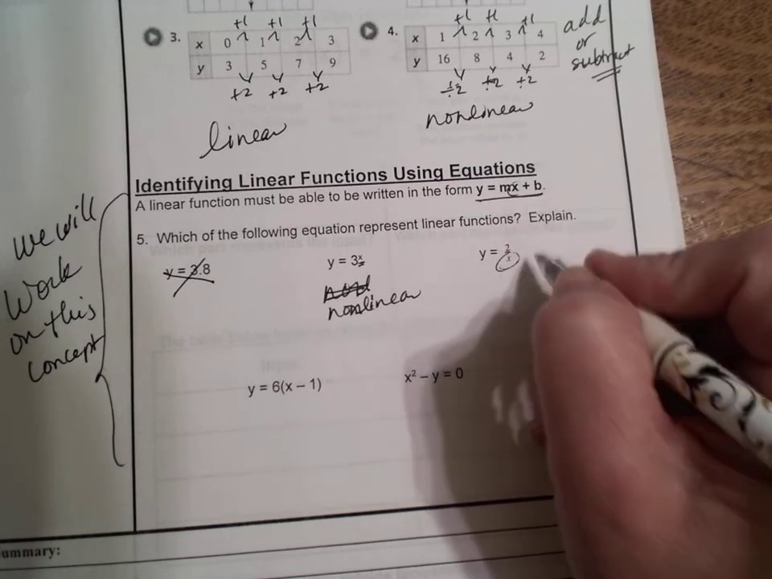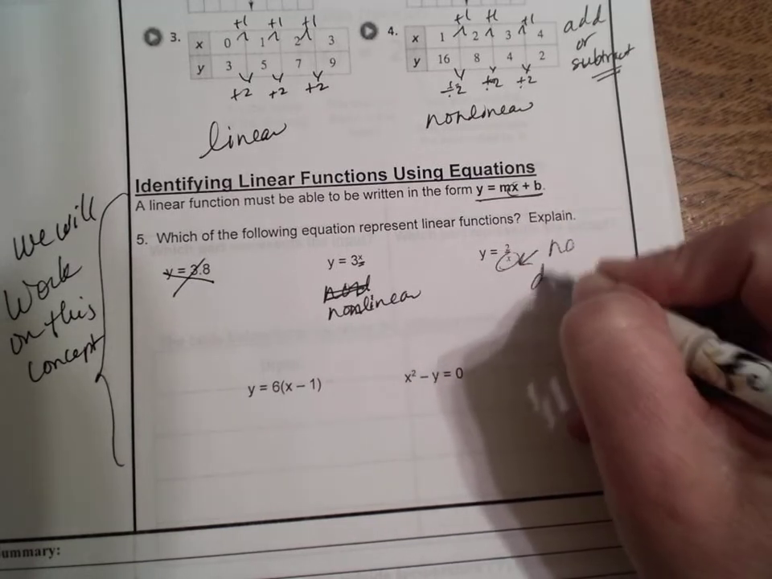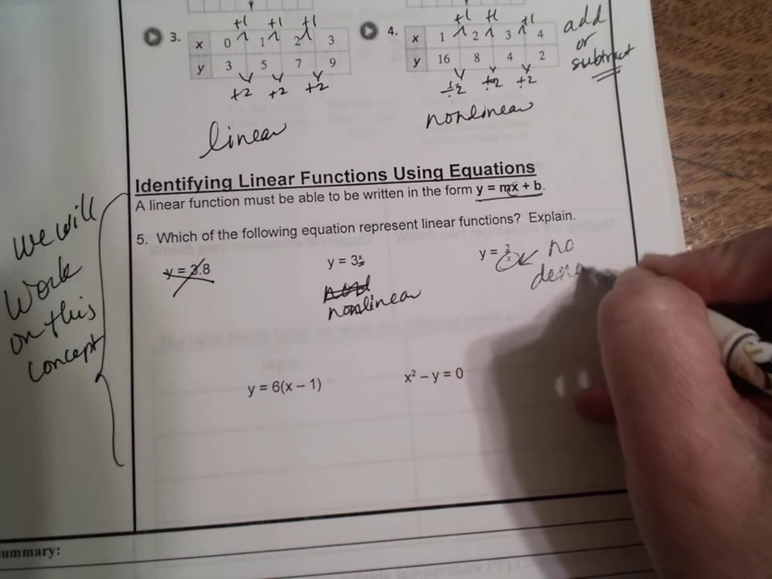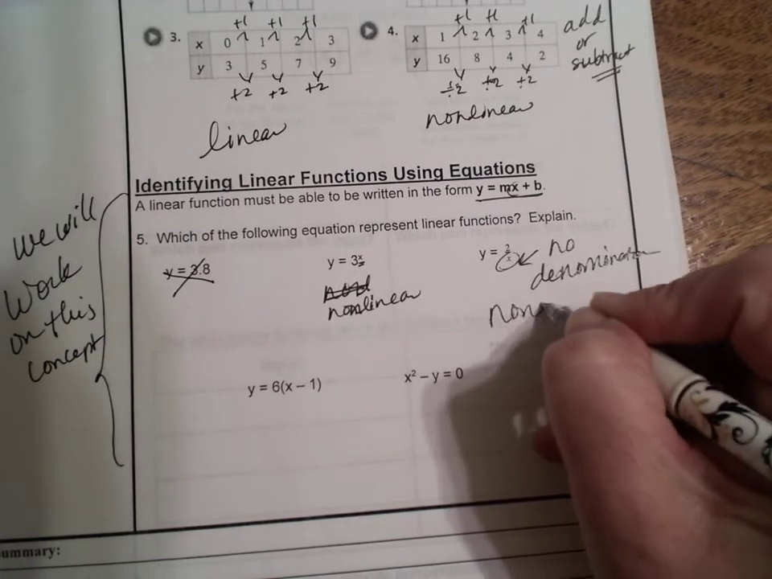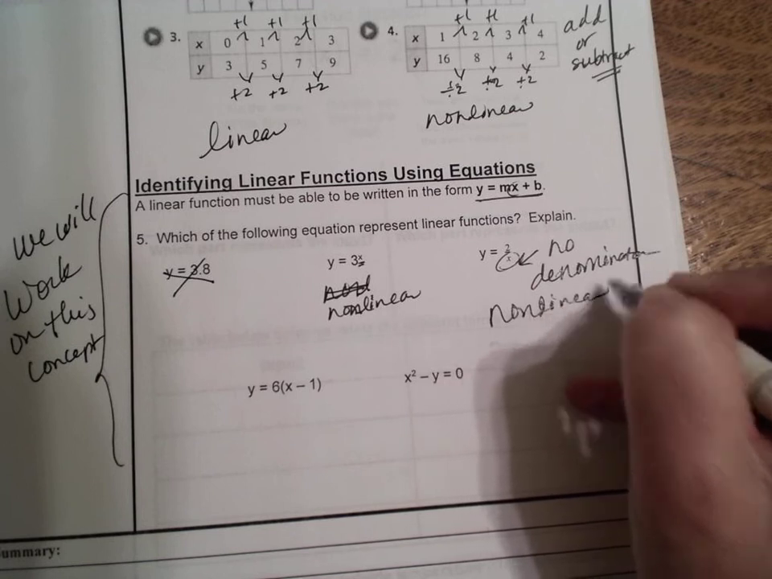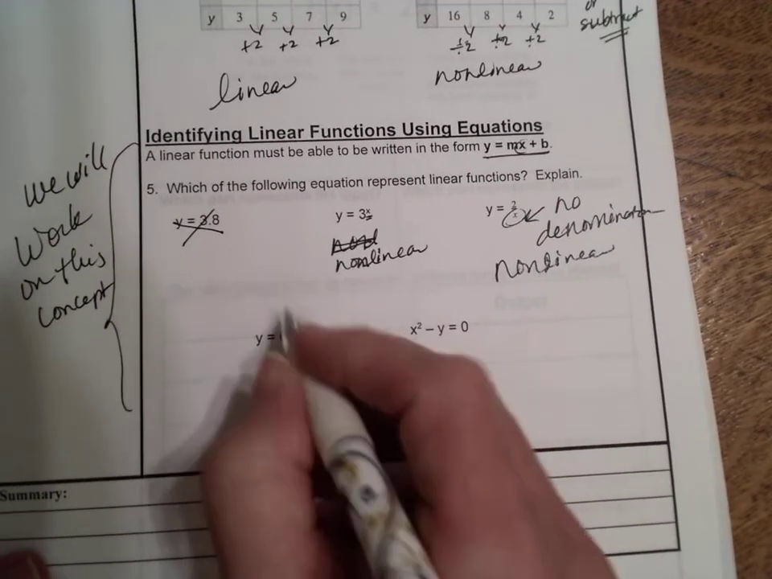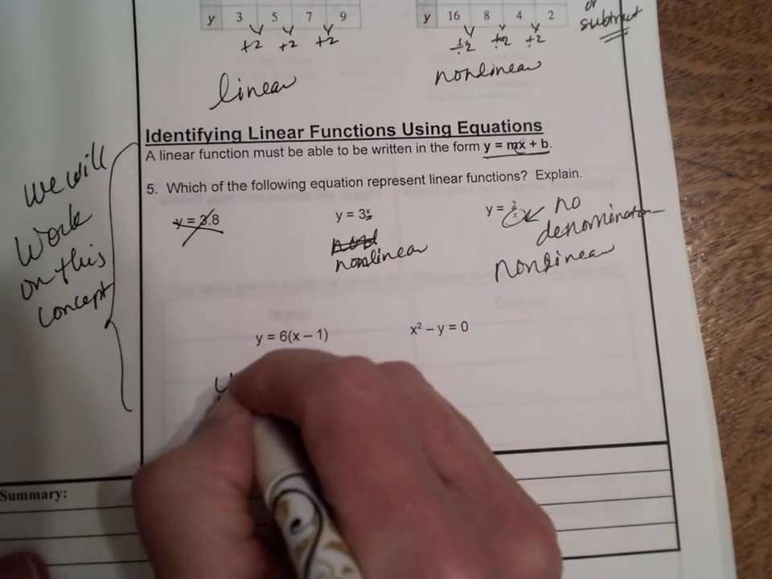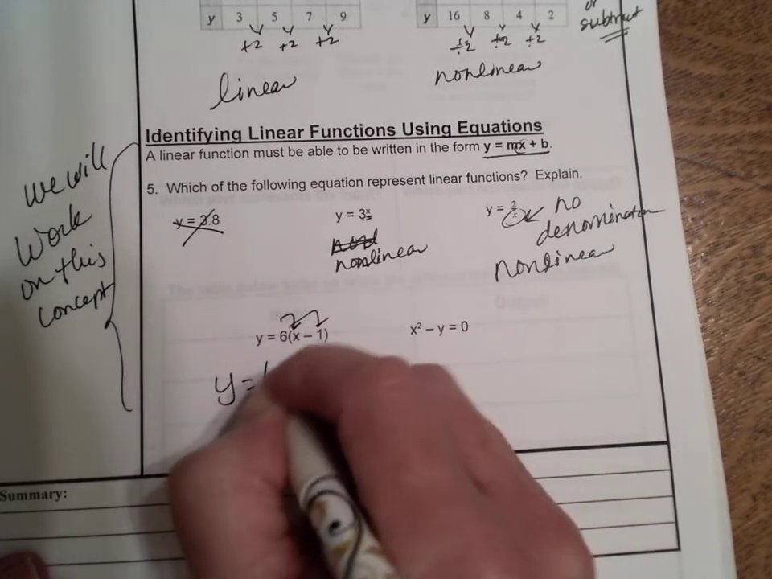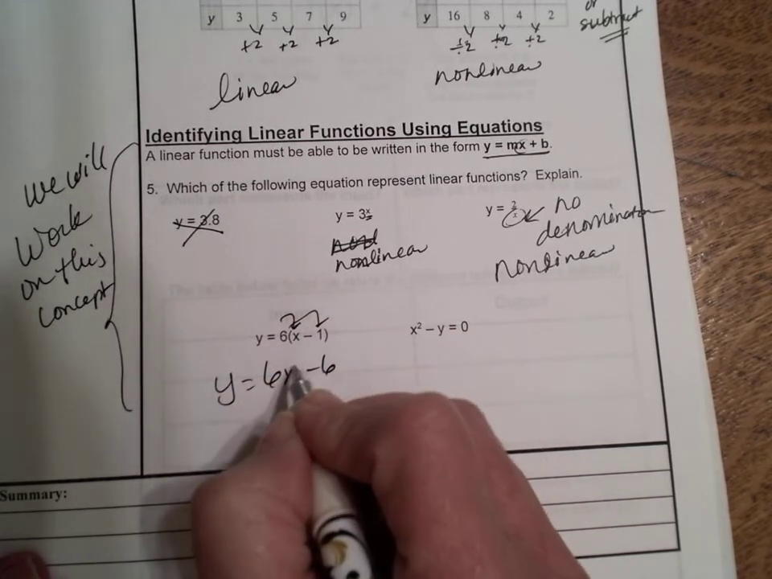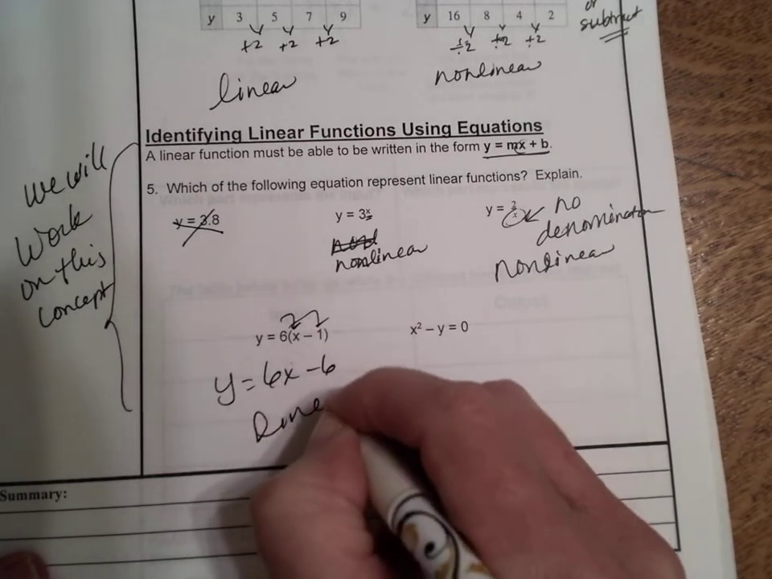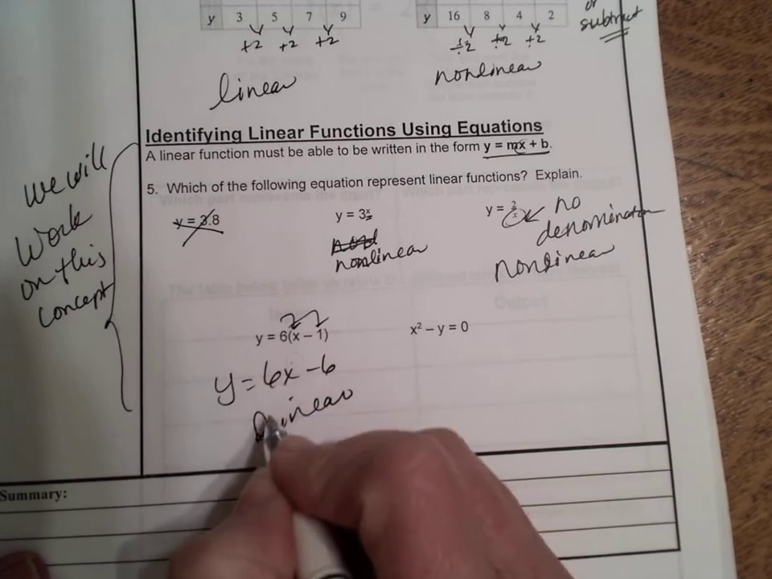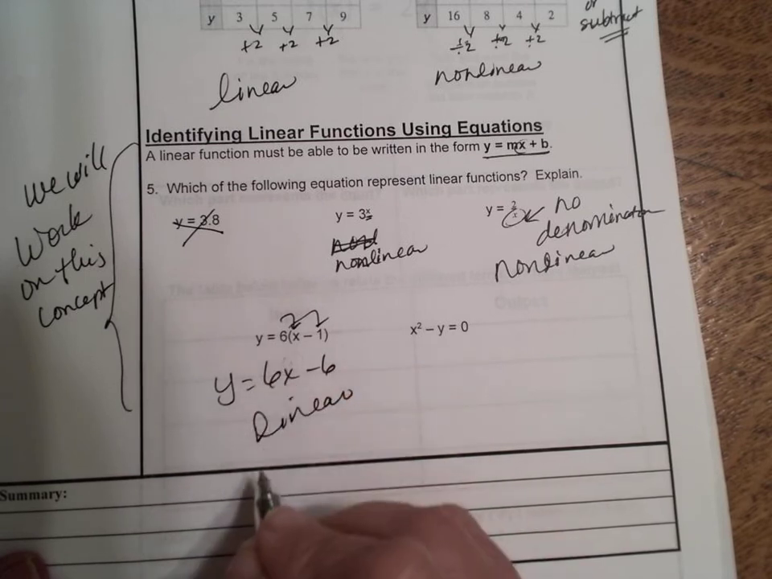Okay, the x is the denominator. No denominator. We do not want the x in the denominator. So this is non-linear. Then this one, well, if we distribute that 6 to both terms, we get 6x minus 6. So the x has an exponent of 1. There's no exponent showing. So this would be linear. It's not in the denominator, and it's not used as an exponent, so that's good.